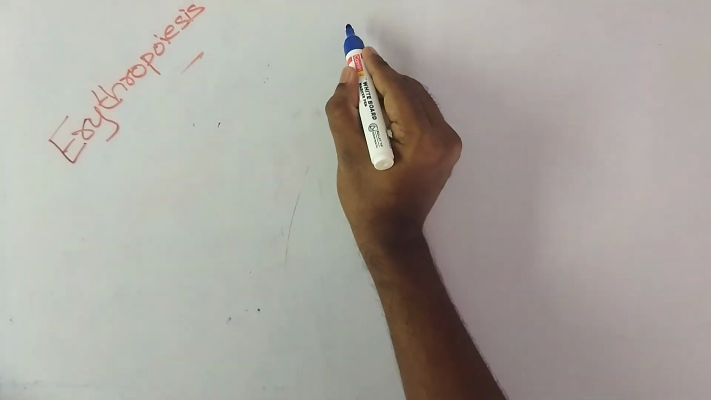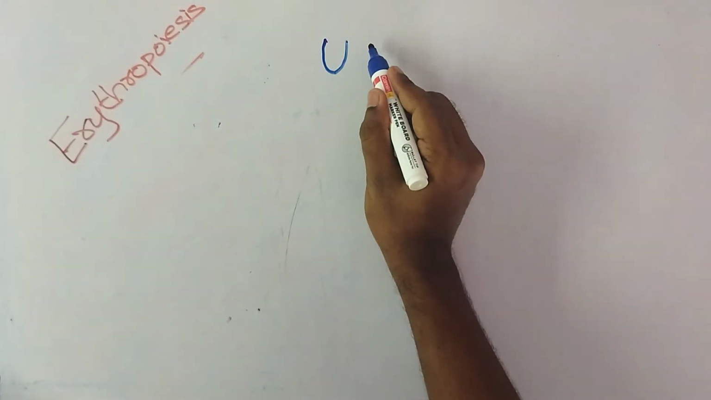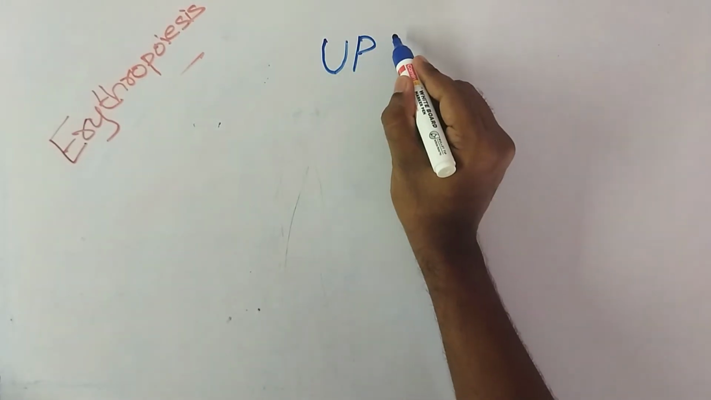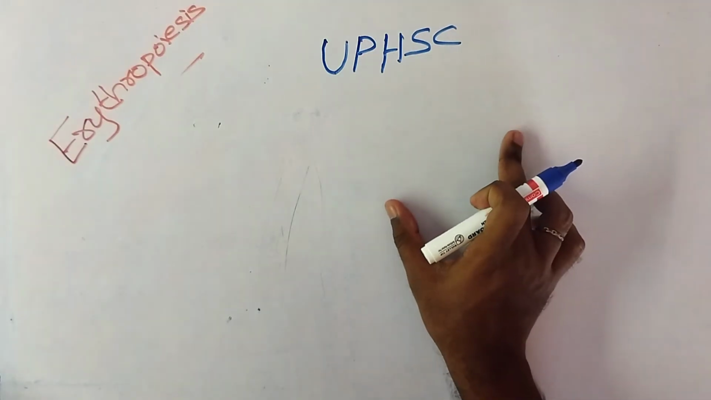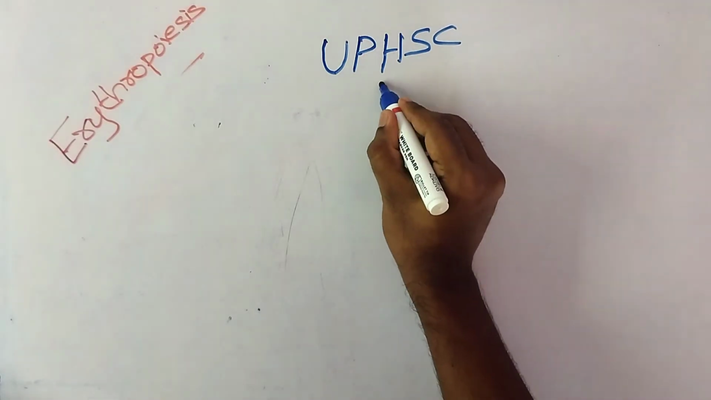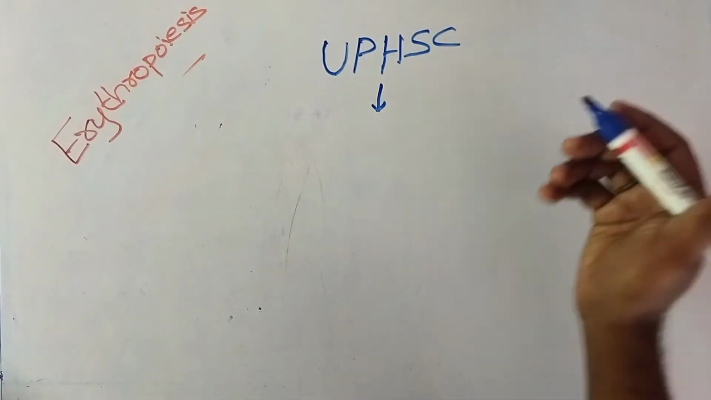So the first primitive cell that comes is the uncommitted pluripotent hemopoietic stem cell. Uncommitted pluripotent hemopoietic stem cells. From these stem cells, cells commit to a particular cell.